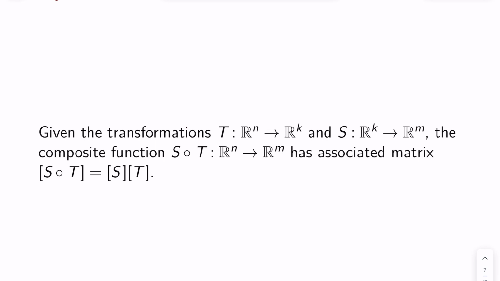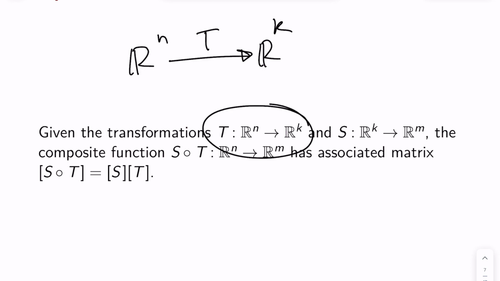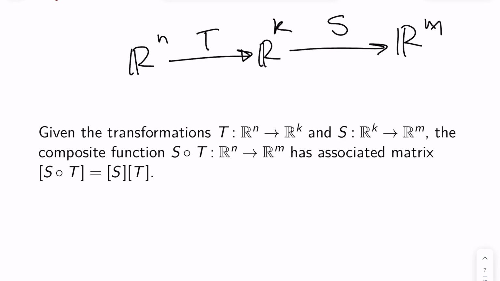But the idea is that, let's see that we are starting in Rn. So if we have, let's say, Rn here, and this transformation, T, goes to Rk, right? So that's what it says here. And this other one is starting in Rk and goes to Rm. This is S.